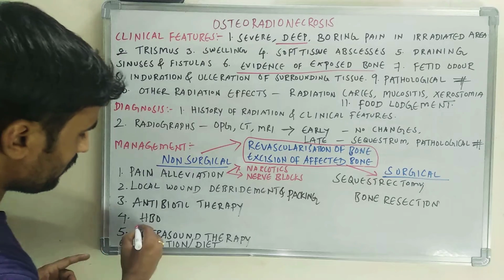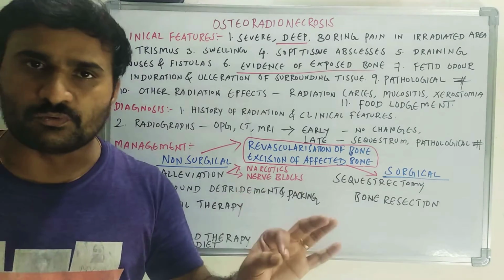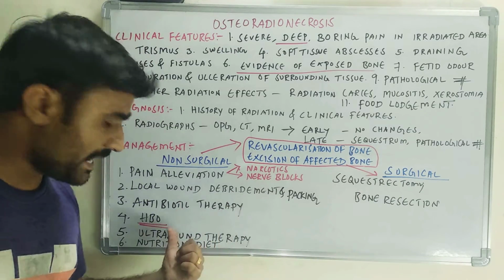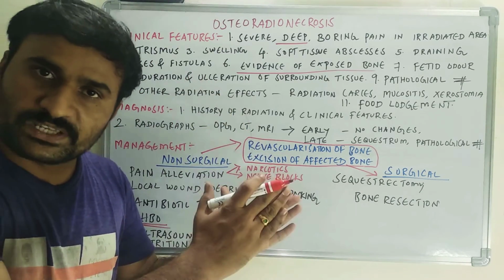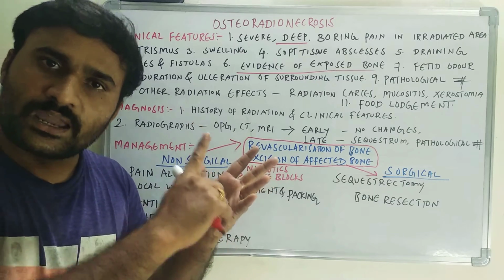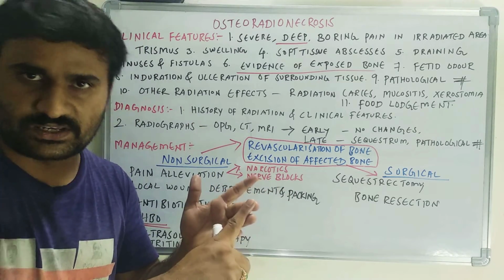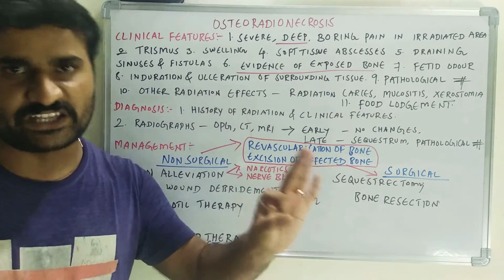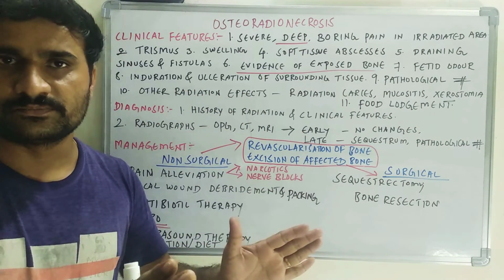And most important, we can go for HBO, hyperbaric oxygen therapy. We will make a separate video on that. This aims at, what are the 3H principles? Hypocellular, hypovascular and hypoxia. This HBO aims to improve those 3H. That is the basic thing.